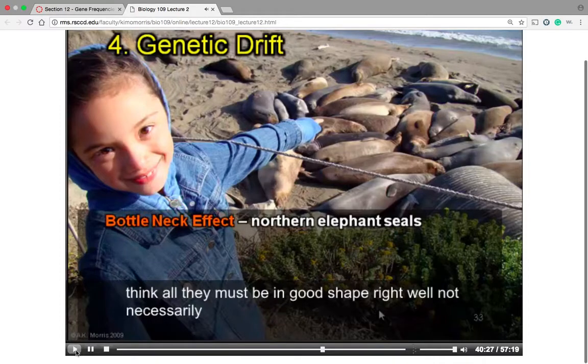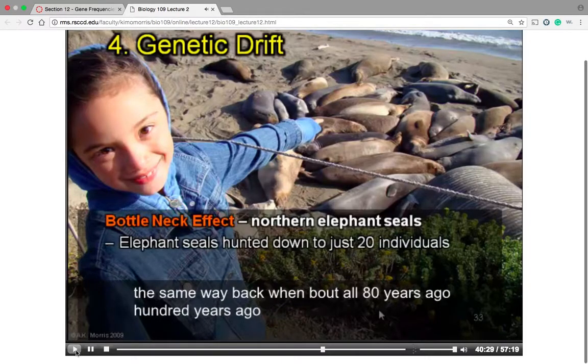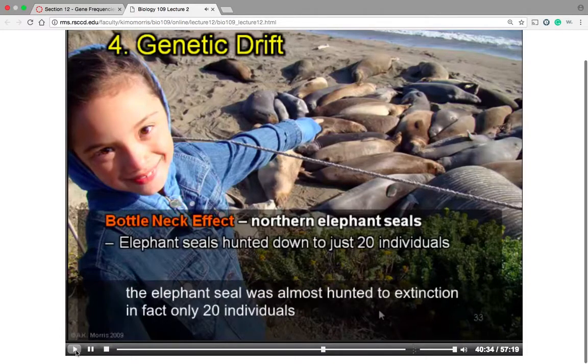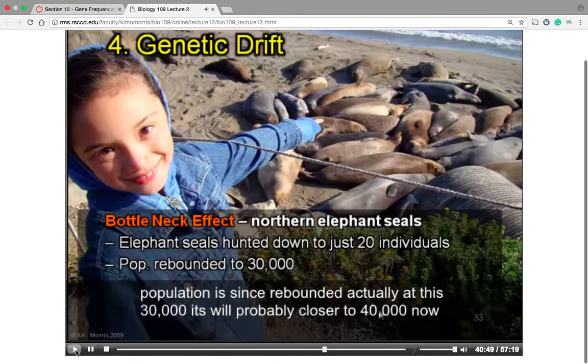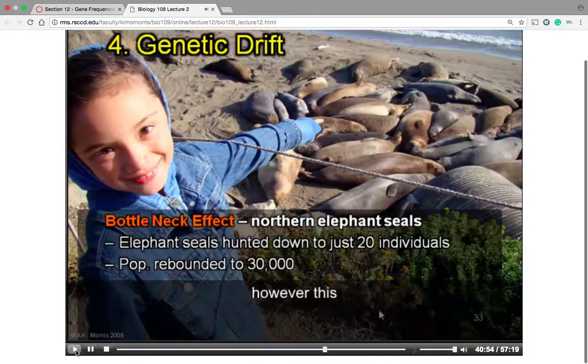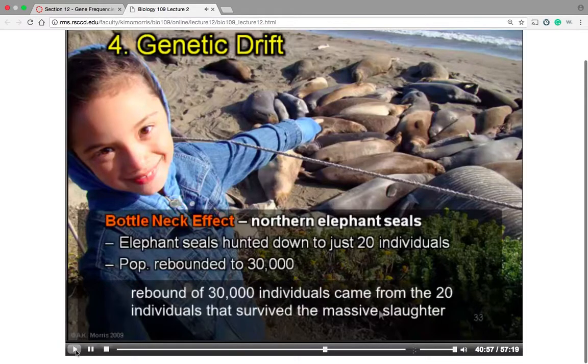Well, not necessarily. You see, way back when, about 80 years ago, 100 years ago, the elephant seal was almost hunted to extinction. In fact, only 20 individuals remained at that time. We thought actually that we had fished them all out, but it turns out we hadn't. There were at least 20 individuals left, and the population has since rebounded. Actually, there's 30,000. We're probably closer to 40,000 now. However, this rebound of 30,000 individuals came from the 20 individuals that survived the massive slaughter.